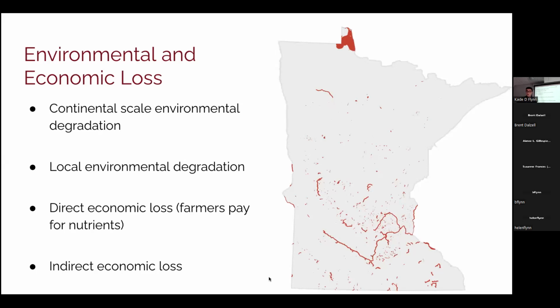is also notable within the state of Minnesota. This map of the state shows rivers, streams, and lakes that were designated as impaired by the Minnesota Pollution Control Agency in 2022 due to nutrients or nitrate. So we have this continental scale environmental degradation, this local environmental degradation, and any loss of nutrients from the land surface is a direct economic loss for the farmers because they're paying to have these nutrients put on their field in order to support crop production. And then, of course, there's indirect economic loss due to this environmental degradation.